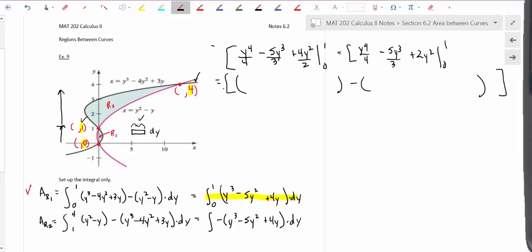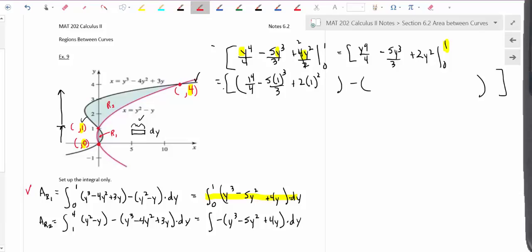Okay, so first of all, plug the 1 in. The 1 is going to plug in everywhere you have a y. So that's going to leave us with 1 to the fourth over 4 minus 5 times 1 to the third over 3 plus 2 times 1 to the second. So that crossed out and made that a 2.